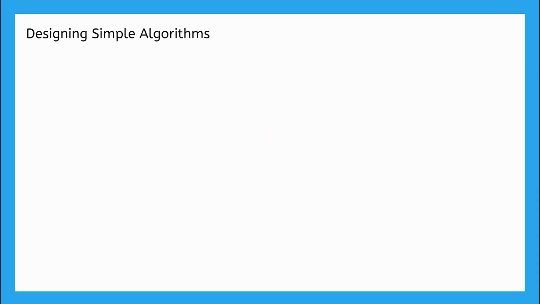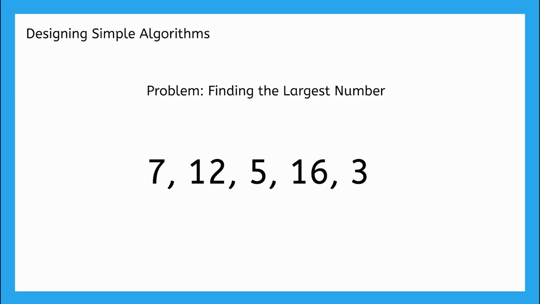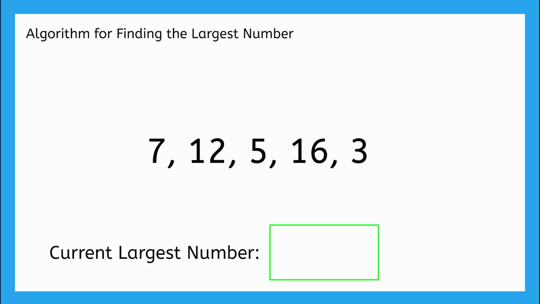Now that we understand what an algorithm is, let's learn how to design a simple one that we could program a computer to use. We will be designing an algorithm for finding the largest number from a list of integers. Let's say we have a list of numbers, and we want to find the largest number in that list. Here we have 7, 12, 5, 16, 3. Start with the first number in the list and call it the largest number. From left to right, 7 is our first number, so we call this our current largest number, because we haven't looked at any other numbers yet.